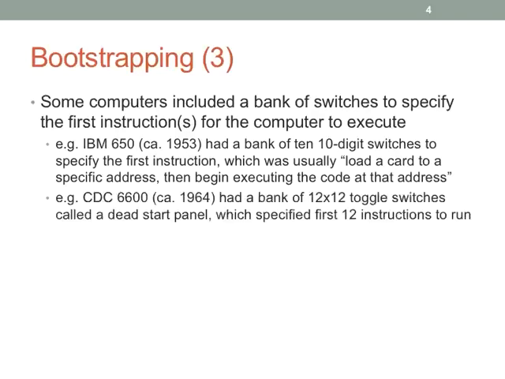The CDC 6600 had 12 by 12 toggle switches, so it was a little bit more sophisticated. It was called the dead start panel because it would start the computer from when it was just previously dead. And that would be the first 12 instructions for the computer to run. And then presumably that's enough to get it going to the next step.